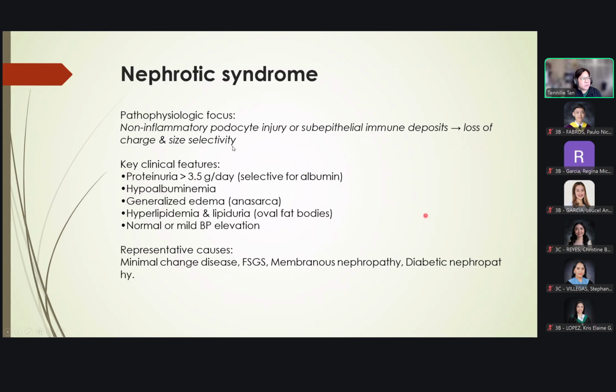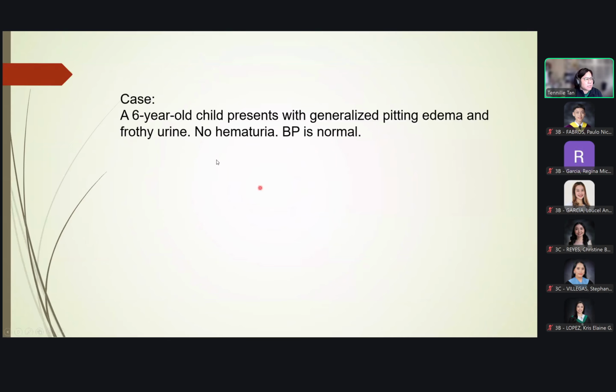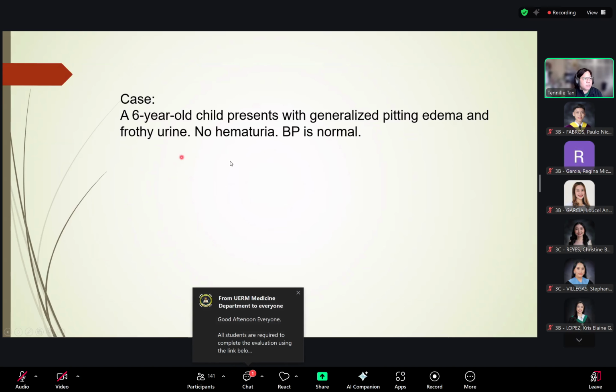And now, after we finish the nephritic syndromes, we're going to the nephrotic syndromes. Again, a summary of the key clinical features for nephrotic syndrome is nephrotic range proteinuria, hypoalbuminemia, generalized edema, and hyperlipidemia with normal or mild BP elevation. So we have a case here. A 6-year-old child presents with generalized pitting edema and frothy urine. There is no hematuria present, and the patient has normal blood pressure.